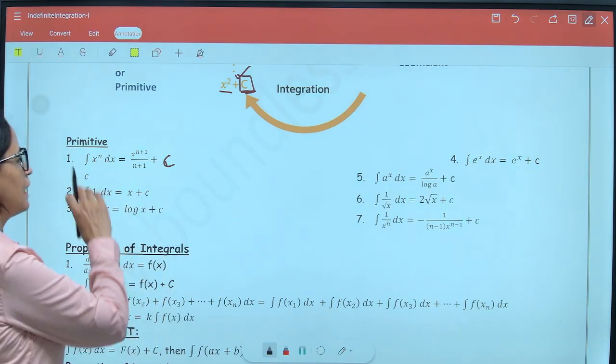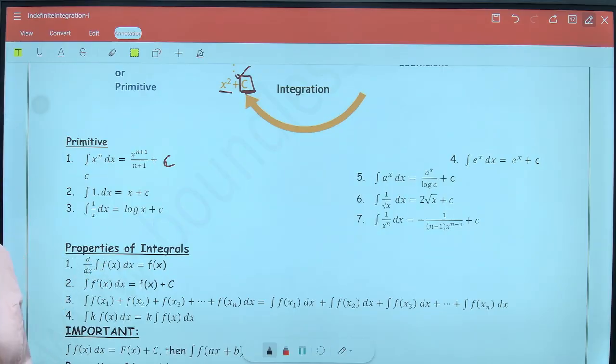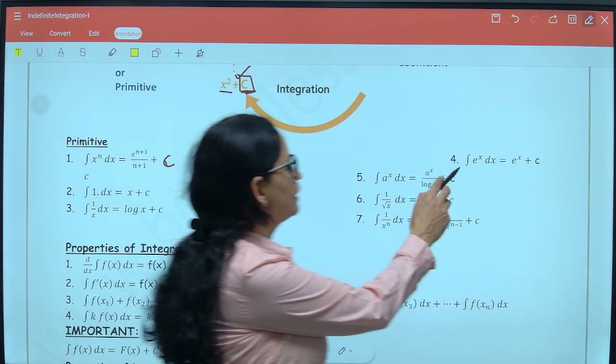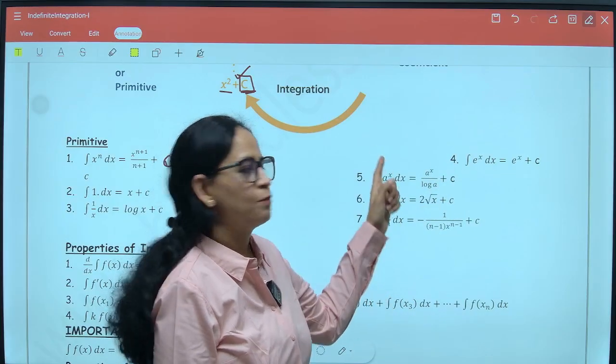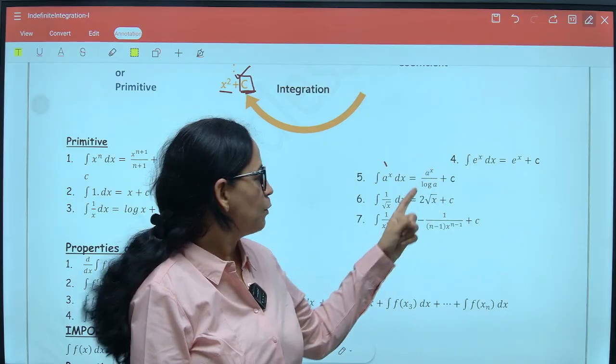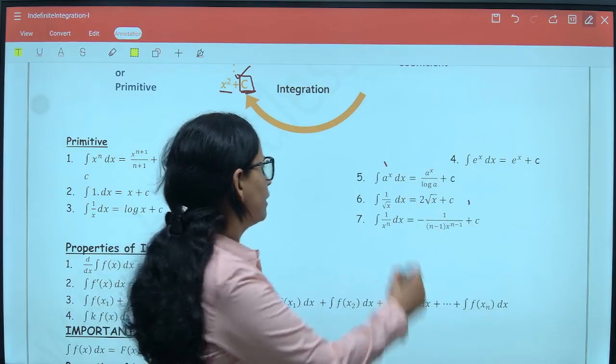So it is entirely the opposite of what you have done in differentiation. The next one is integral of e raised to power x is e raised to power x plus c. Integral of a raised to power x is a raised to power x upon log a plus c. And then 1 by square root x.